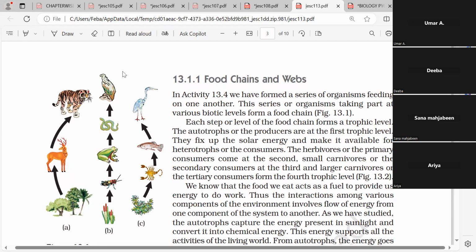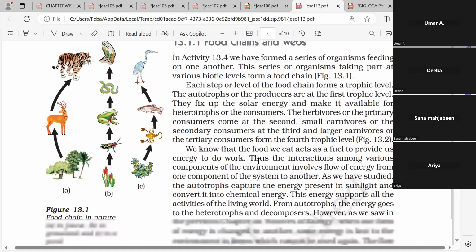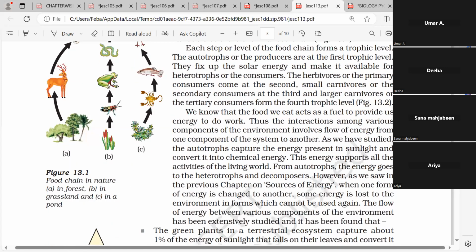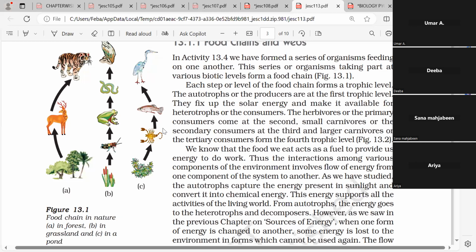And then about the food web. What is a food web? It is a network of food chains. Interlinked food chains form a food web. A single individual can be a part of multiple food chains, and that leads to the formation of a food web.